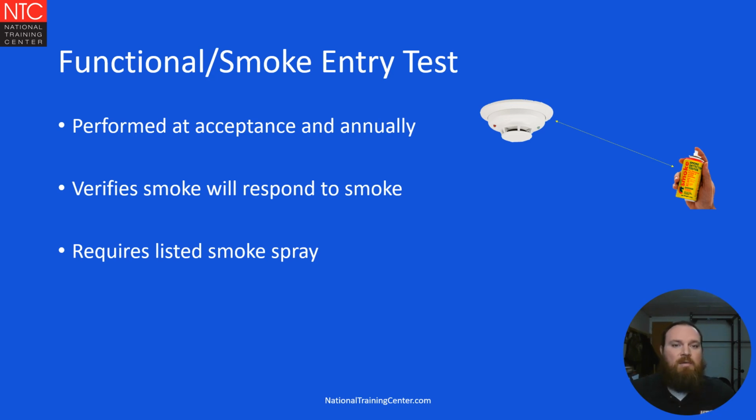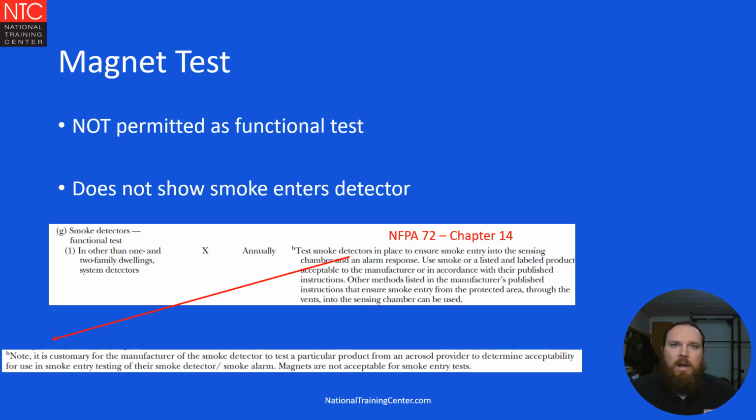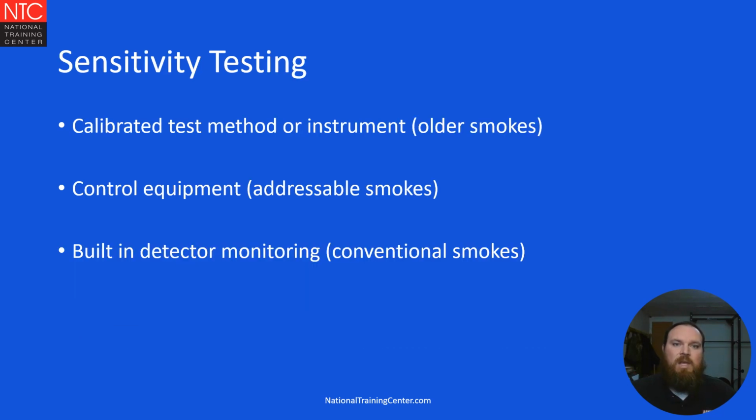We do have to have a listed smoke spray in order to appropriately test the smoke detectors. Now, a lot of people ask, can we use magnets? Magnets are specifically prohibited as a functional test in NFPA 72. They do not show that smoke entering the chamber will activate the device. All they show is that the smoke detector can send a signal. So magnet testing is prohibited.